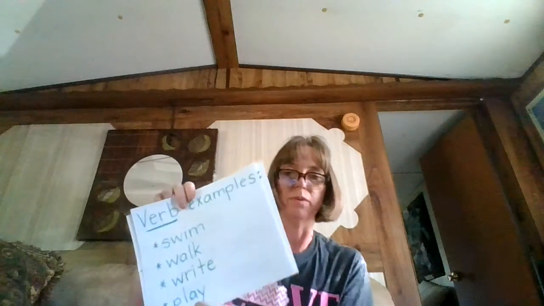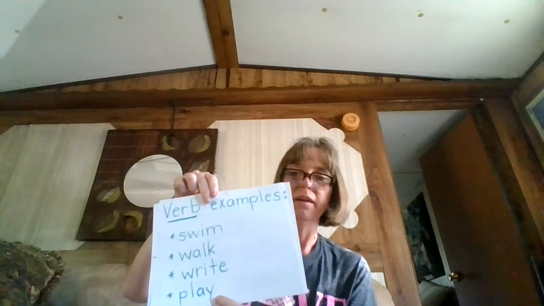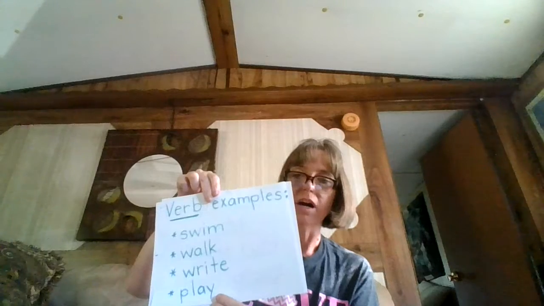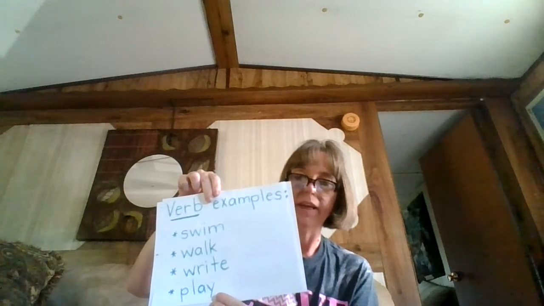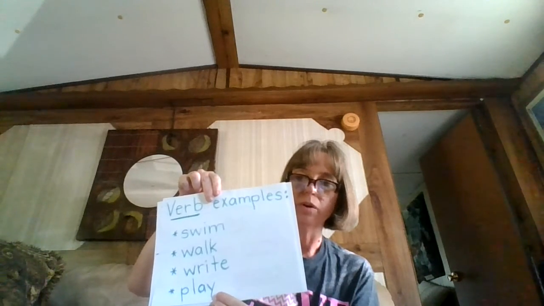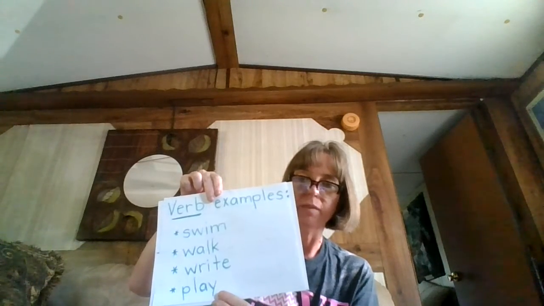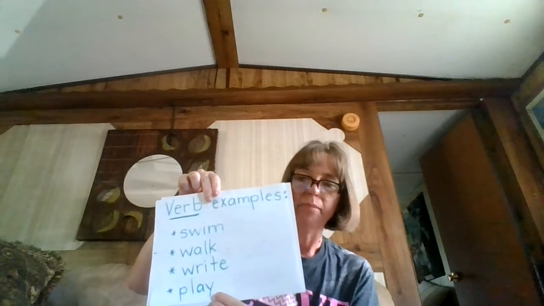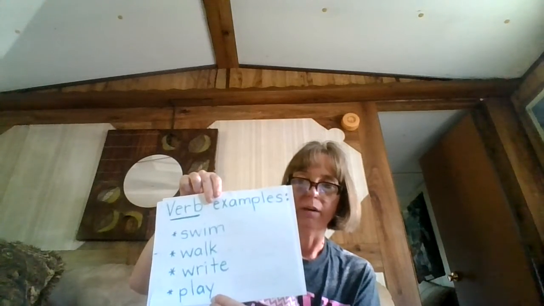Some examples of verbs are swim. We can do that and show action. Walk is also a verb example because we can go walk and show action by doing that. Write is a verb because you can write with a pencil or pen on a piece of paper. And play. Play is also a verb that would show action or what a person can do. You can play on your bike when you ride it. You can play a game of baseball outside. Play is a verb.